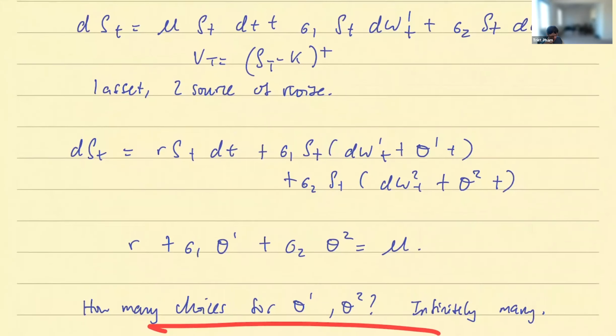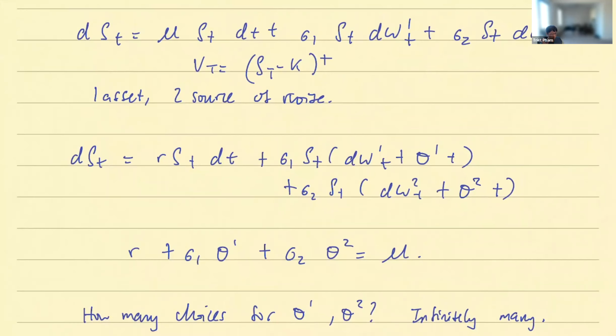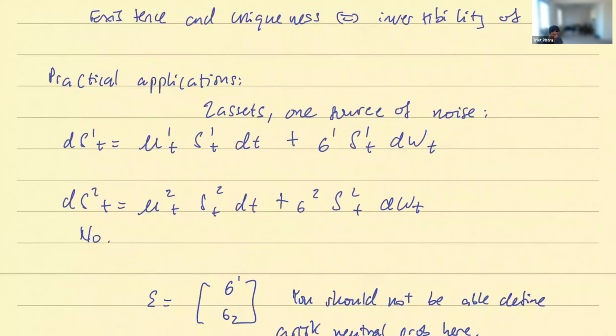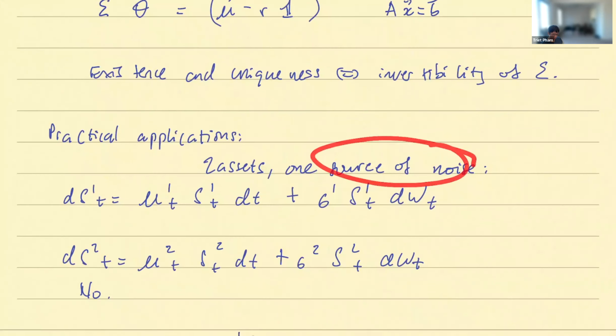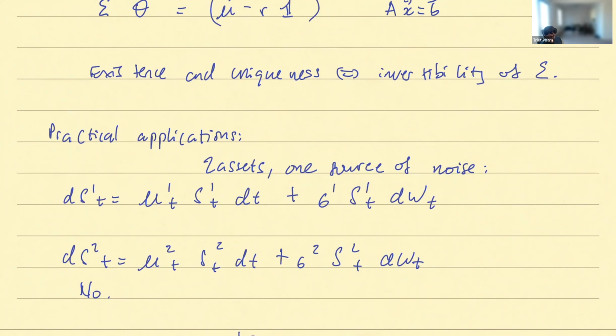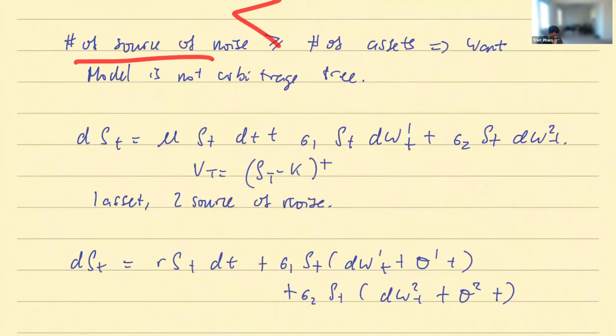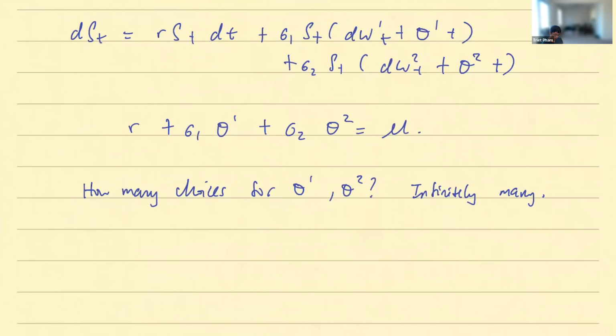Okay. But again, I want to say the practical point: when you model assets, there is a balance between source of noise and number of assets if you want your model to be perfect. Otherwise, you run into a problem. And you want to be aware of the case when the source of noise is less than source of assets. Okay. Questions so far?